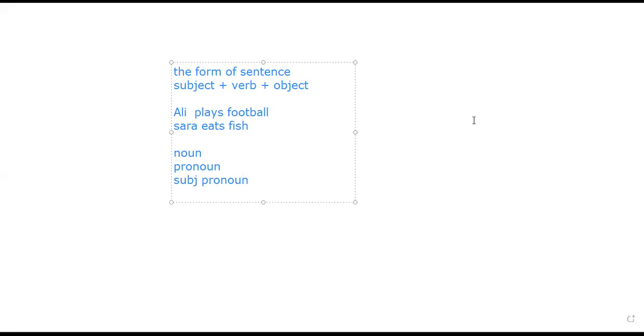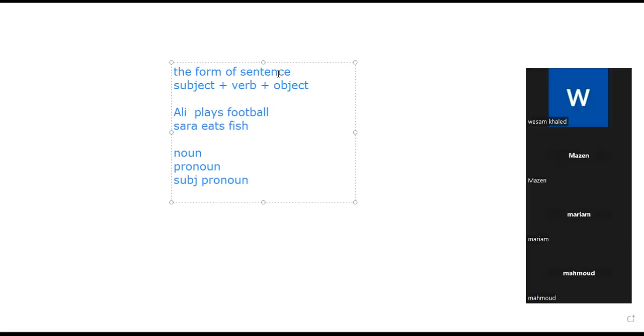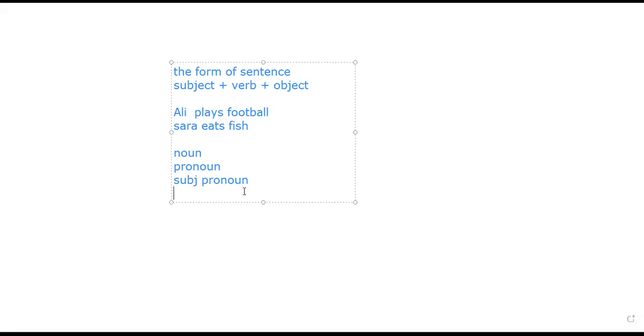The subject pronouns will be: I, you, we, they, he, she, and it. Okay. All of these are subject pronouns.